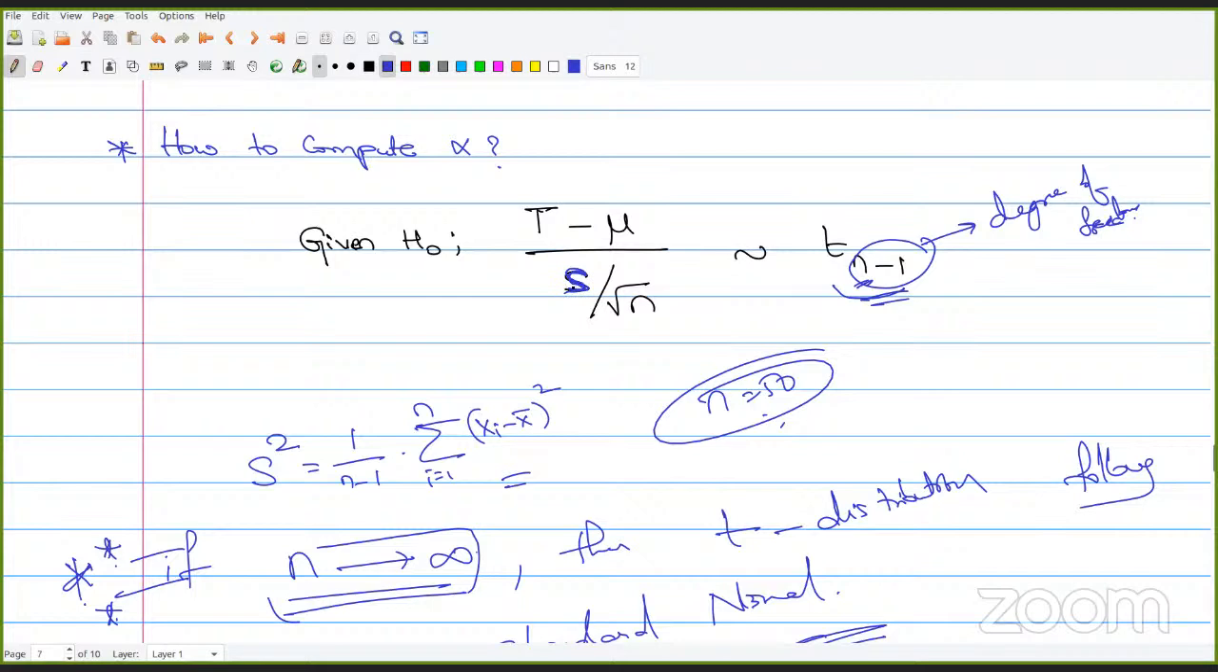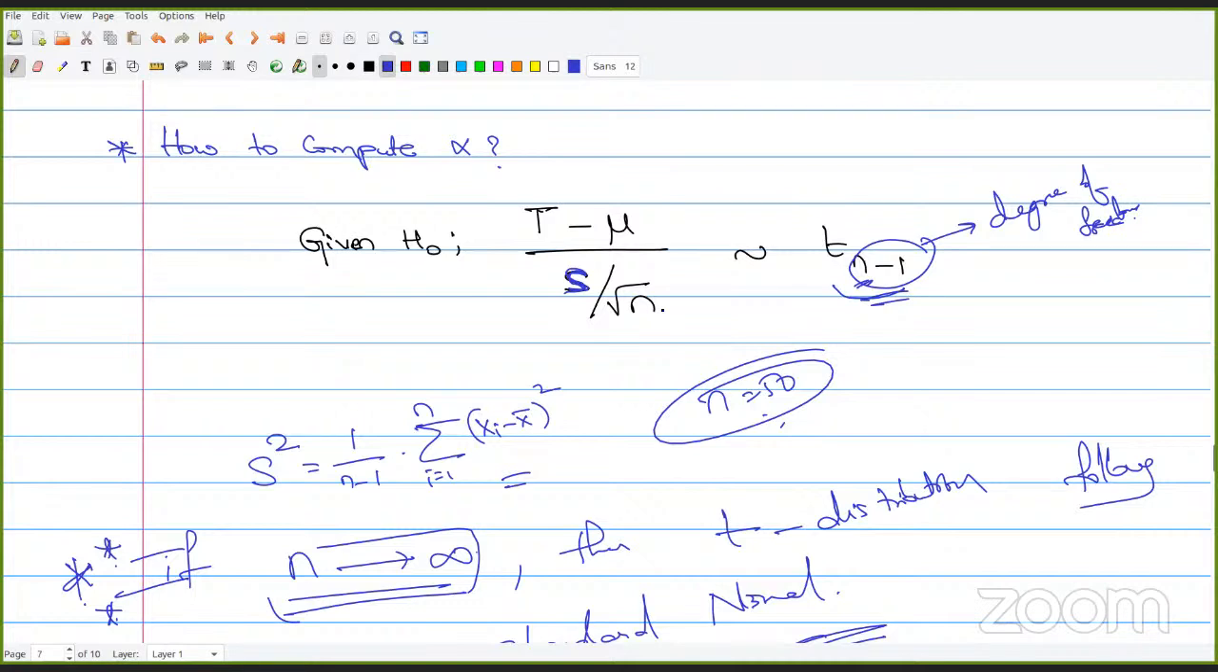If you take more and more samples, this particular S slowly converges to sigma. So the parameter of T distribution only tells me the number of samples I have taken. If you take 10 samples, the table for T minus mu by S by root n will be different. There are different tables. The T99 table is different from the T100 table.